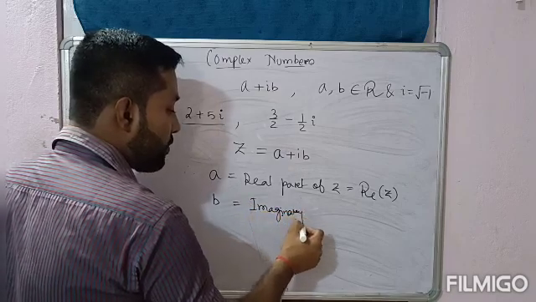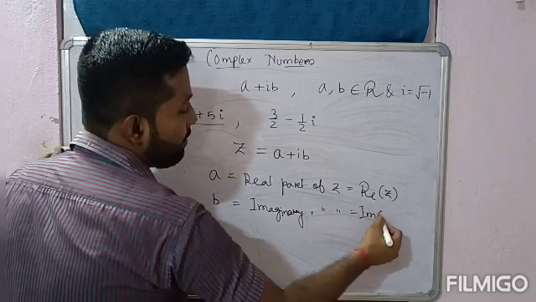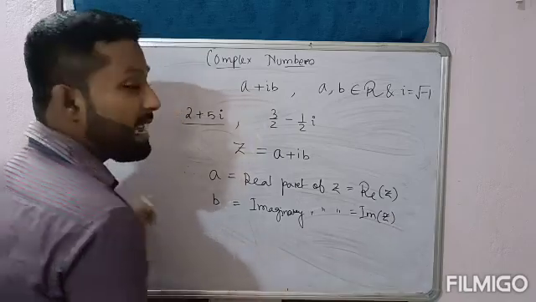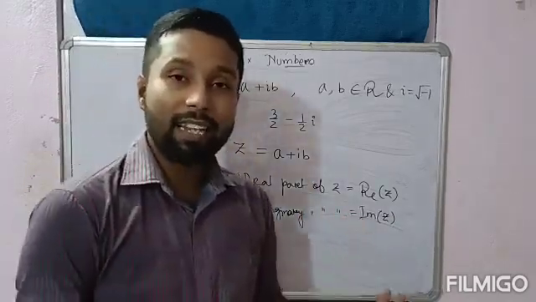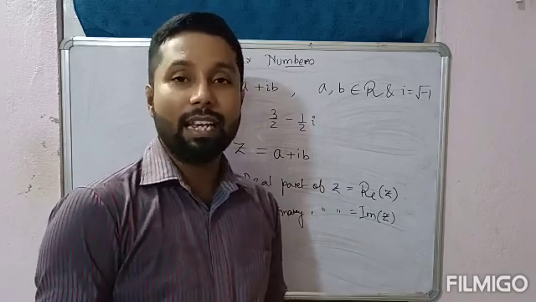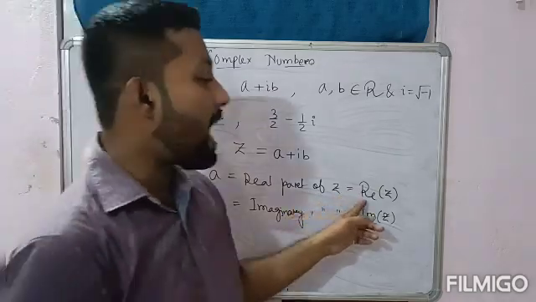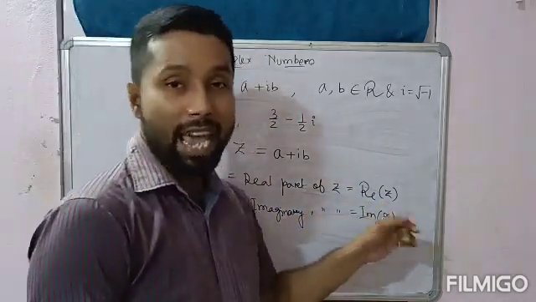B is equal to the imaginary part of z, that is Im of z. Im means imaginary, the short form. ठीक है, शॉर्ट फॉर्म याद रखना है. इतनी लंबी लाइन एग्जाम पेपर, क्वेश्चन पेपर में कोई नहीं देगा. ठीक है, real part of z means Re of z. Imaginary part of z can be written as Im of z.